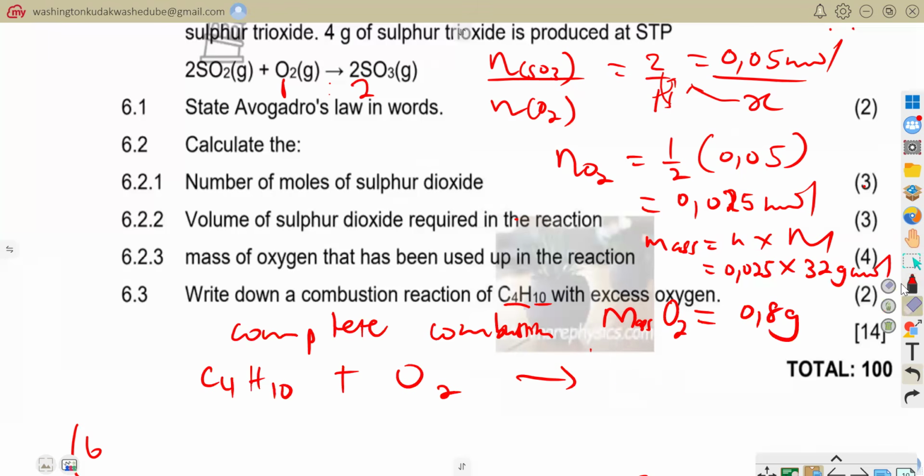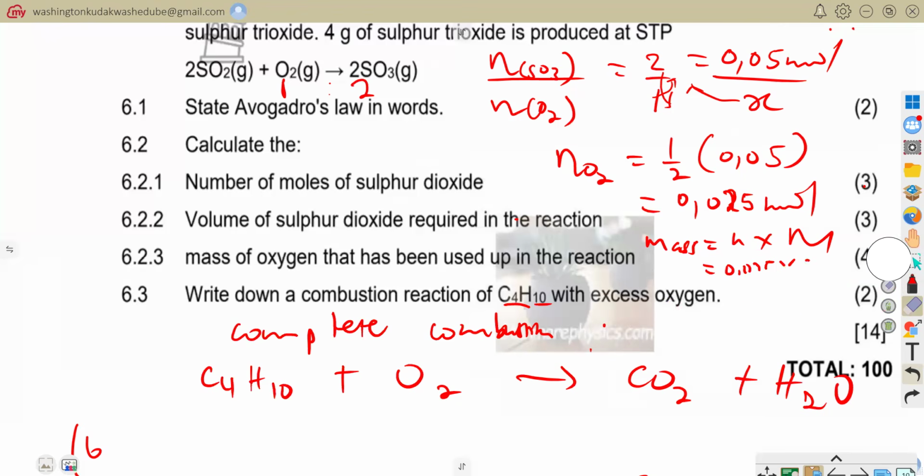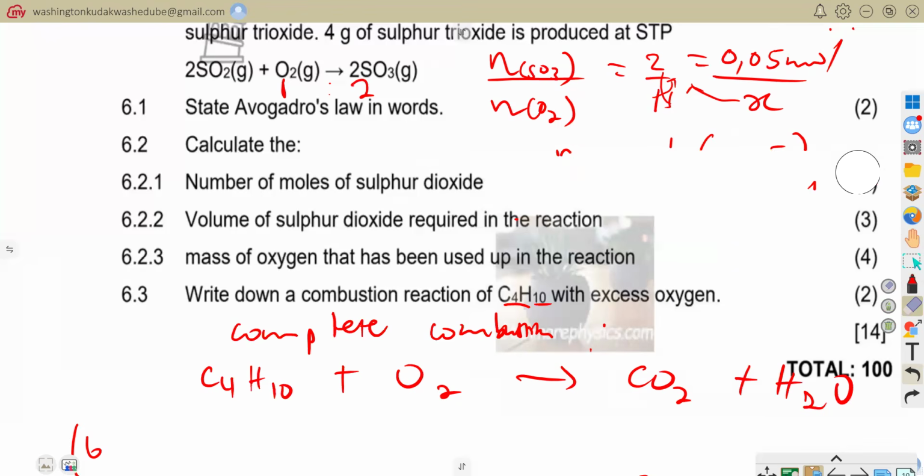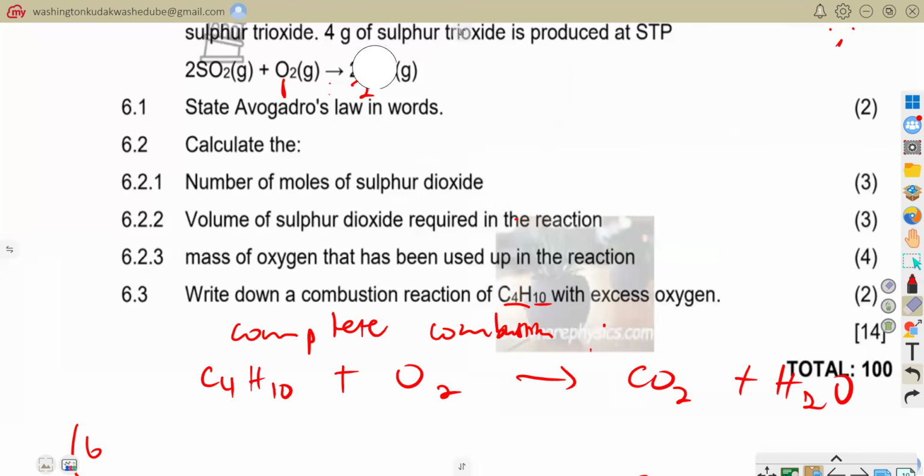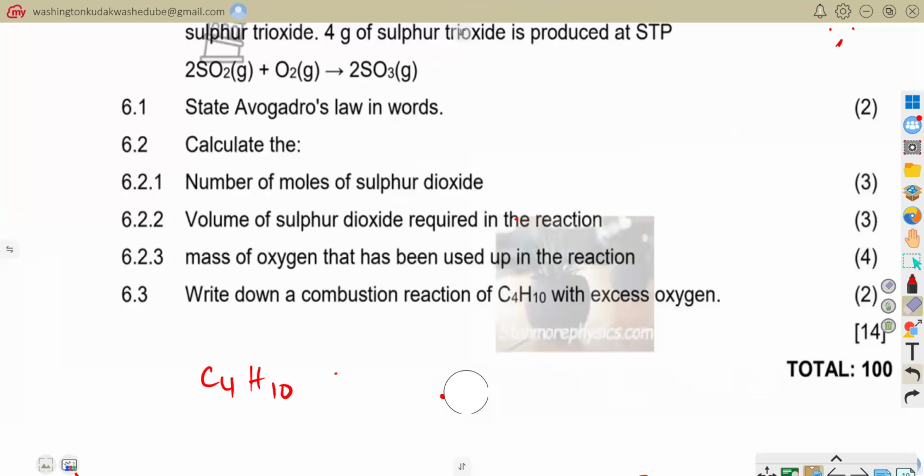We are supposed to form carbon dioxide and water. Those are the two products of complete combustion. Wherever there is complete combustion, just know that you are going to produce carbon dioxide and water. Those are the two products. So we know that just like for a neutralization reaction, we need to know the products. Same as for complete combustion.